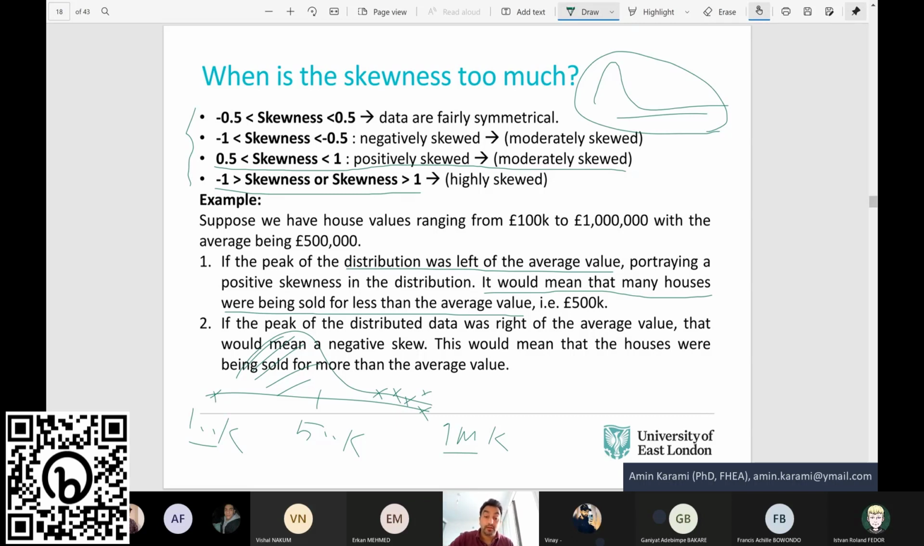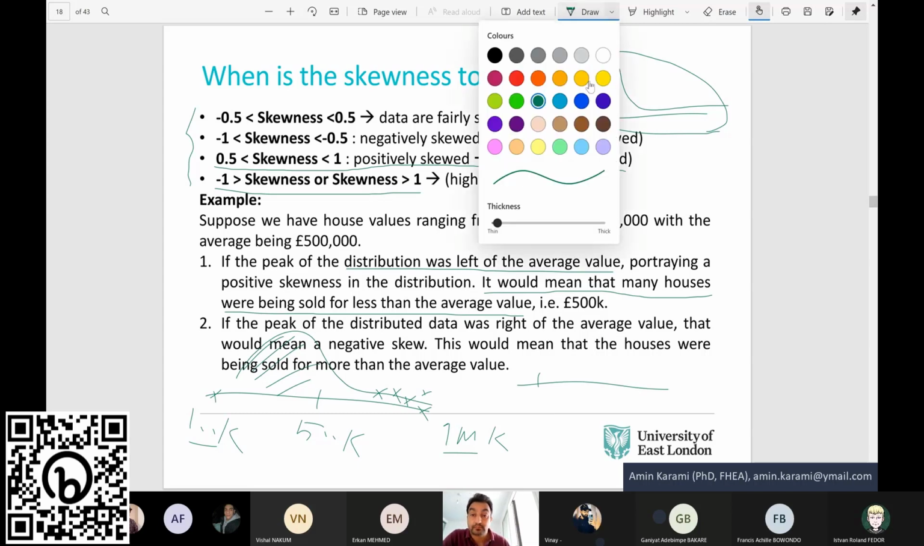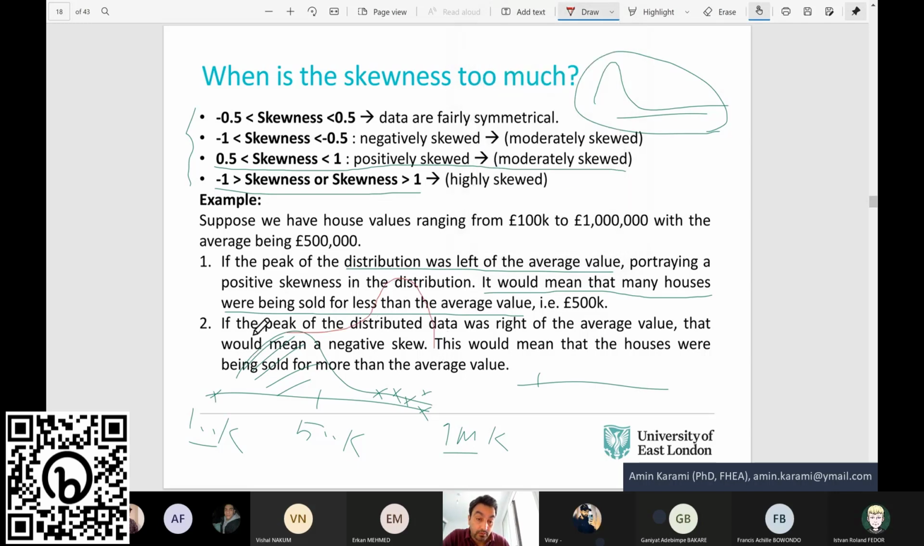But in reverse, if your skewness is from the right side here, and then the peak is here, it means the houses were being sold for more than average, meaning they have been sold expensively, because they are here.